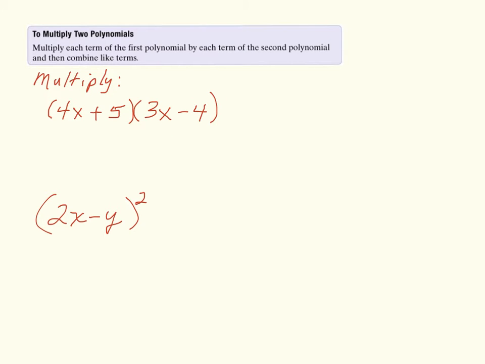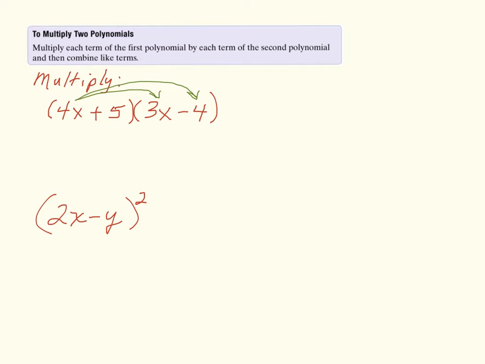Now, to multiply two binomials together, or two polynomials together, what you have to do is take one term in the first one and multiply it by all the terms in the second one. Then you go back and get the other term in the first one and multiply it by all the terms in the second. So in other words, every term in the first polynomial has to be multiplied by every term in the second one. And you can do this by using the distributive property with both of the terms. For instance, I'll say 4x times 3x and 4x times negative 4.